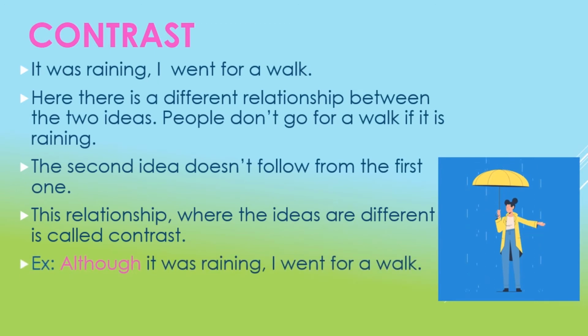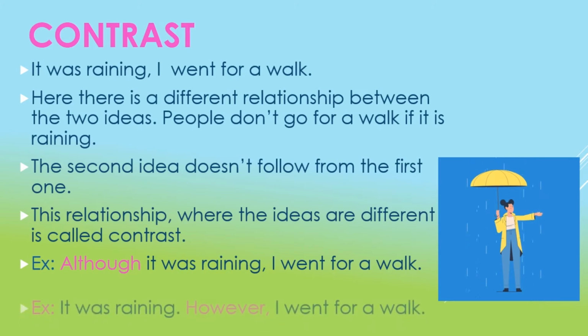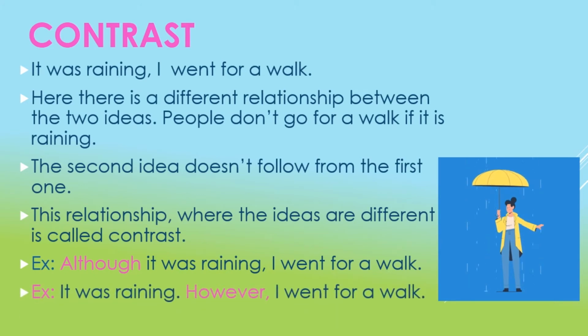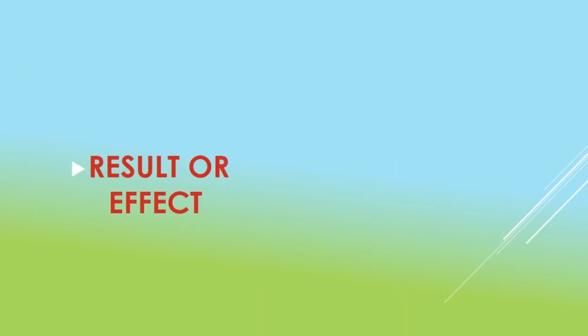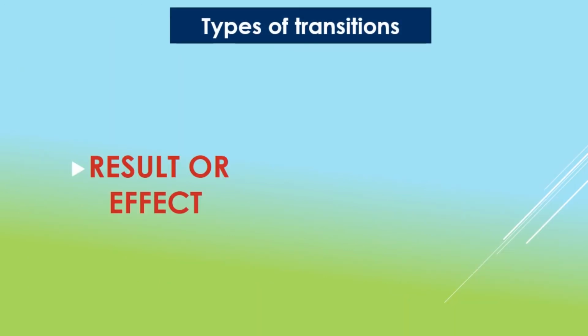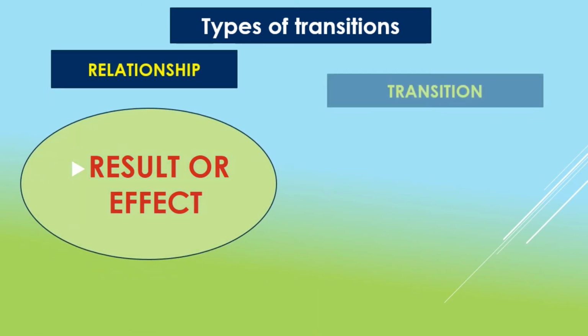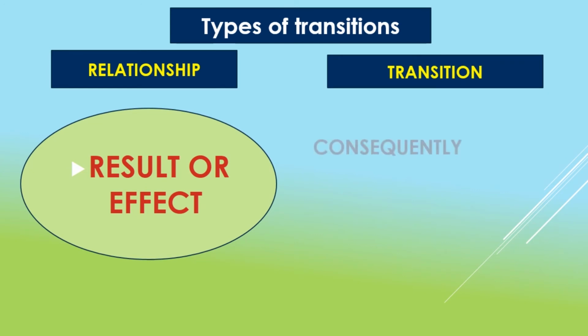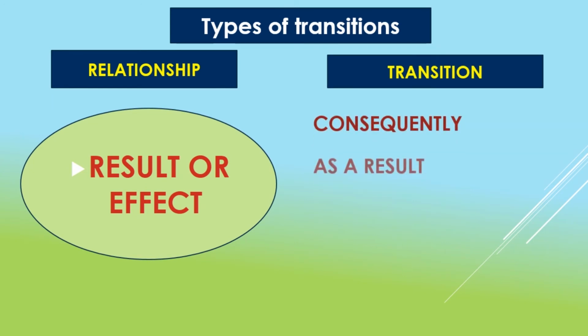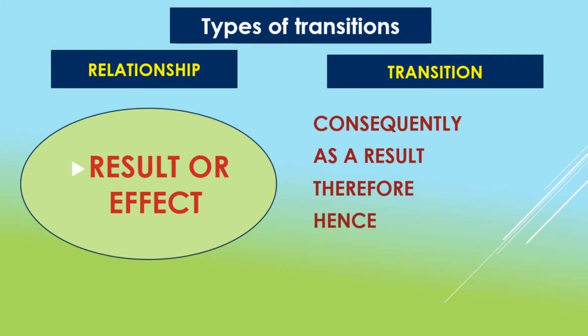Although it was raining, I went for a walk. It was raining, however, I went for a walk. Let's move to another type of transitions, a result or effect. The transitions we can use here are consequently, as a result, therefore, hence, thus.